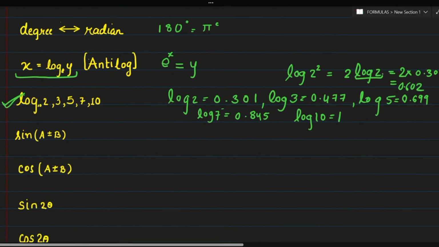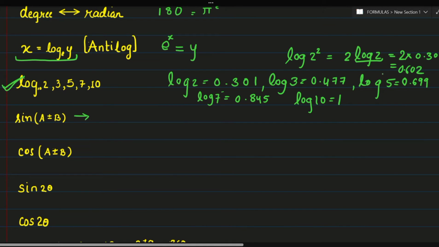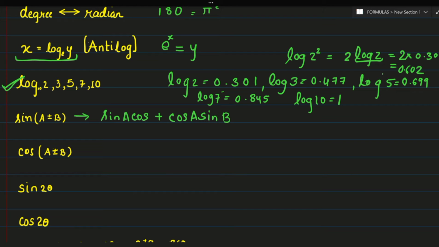Next, sine of a plus b will be equivalent to sine a cos b plus cos a sine b. Sine of a minus b, both the symbols are written together. If sine of a plus b is there, then it is this way. For sine of a minus b, just instead of plus, we replace it by minus: sine a cos b minus cos a sine b.